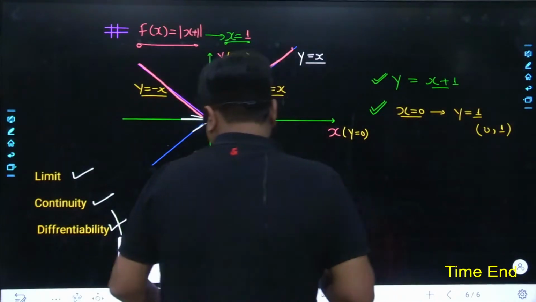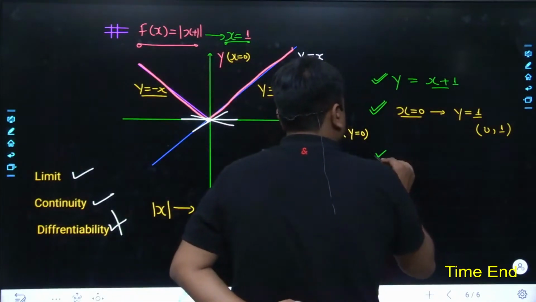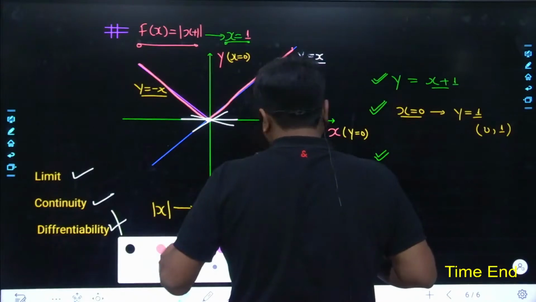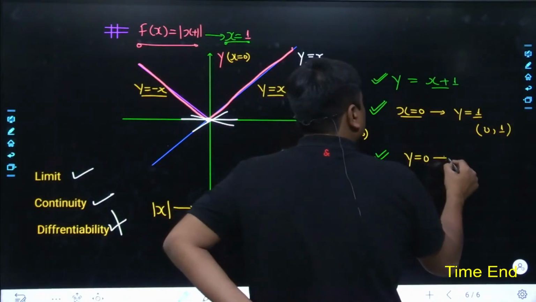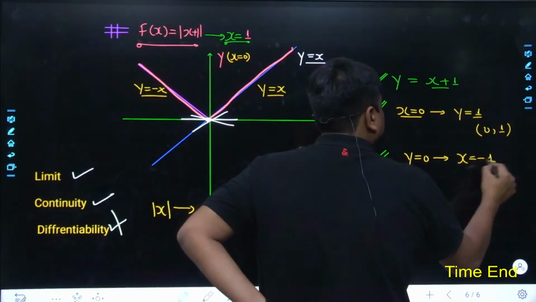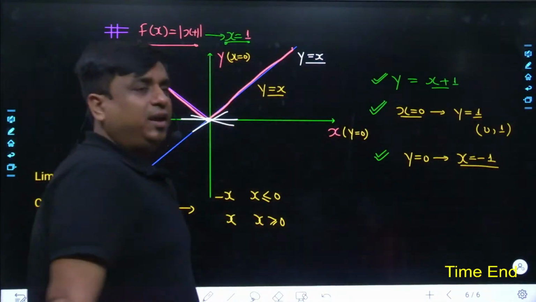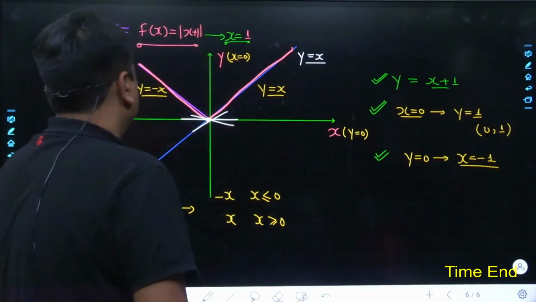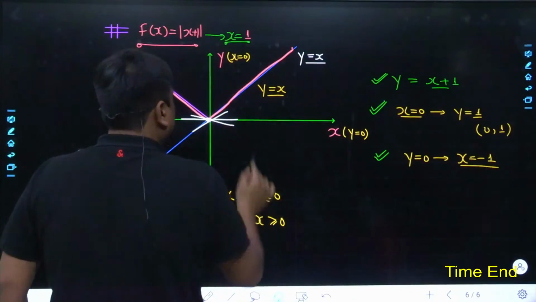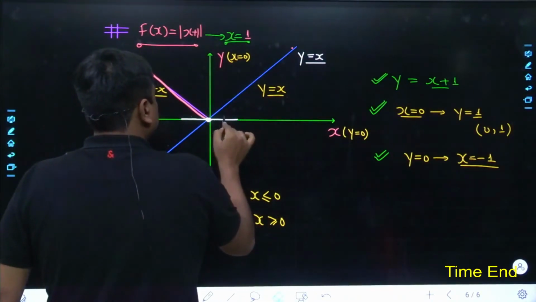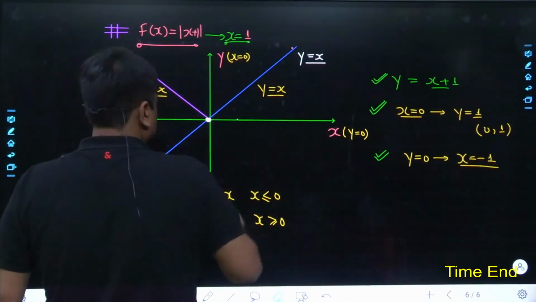The same goes for the x-axis as well. For the x-axis, I would keep the value of y as 0. And once I keep the value of y as 0, you yourself would be able to understand that x is found to be minus 1. So let me do one thing. Let me rub this down. Just a minute.